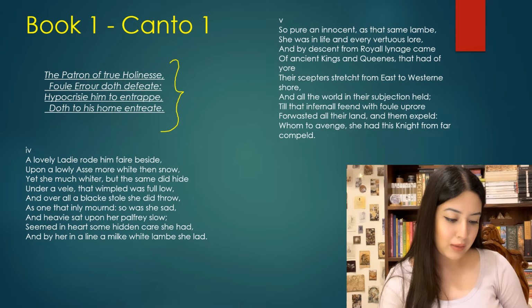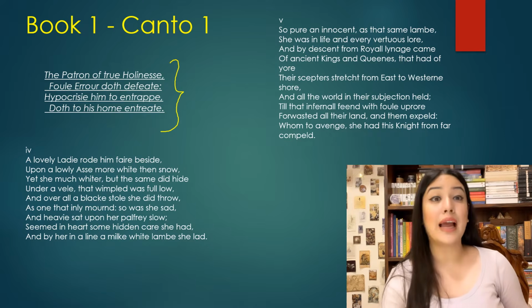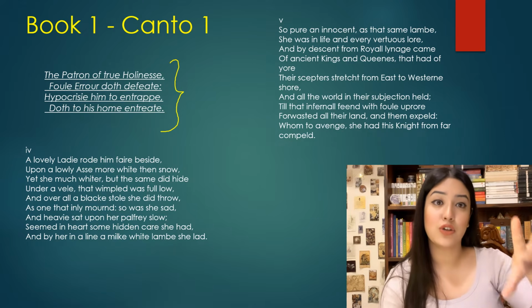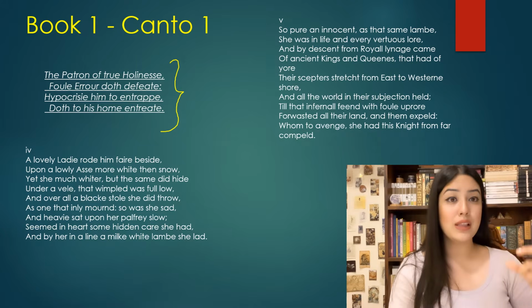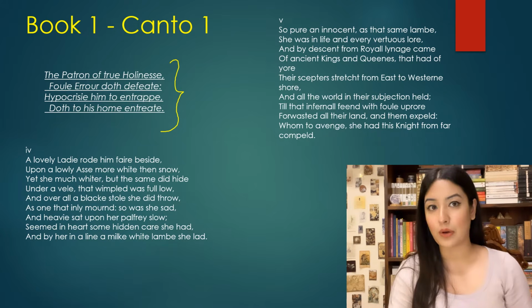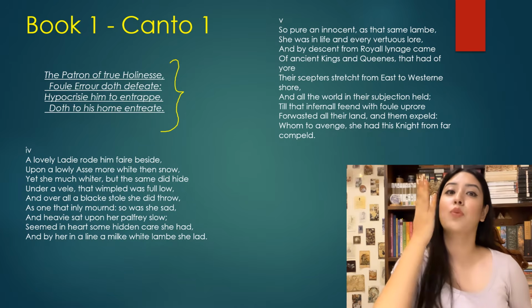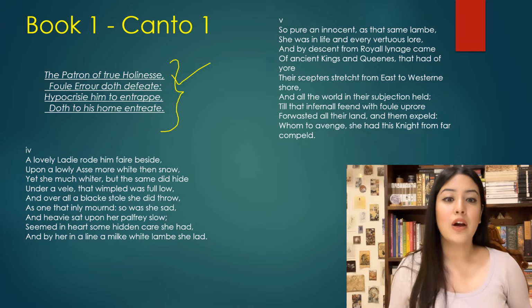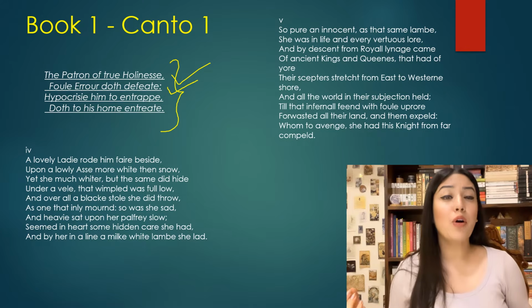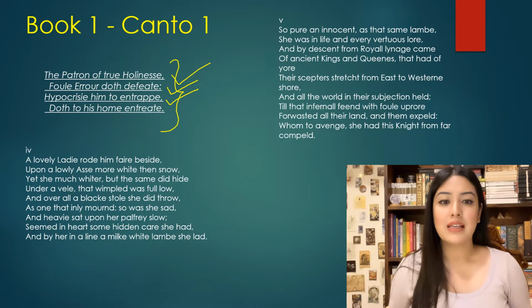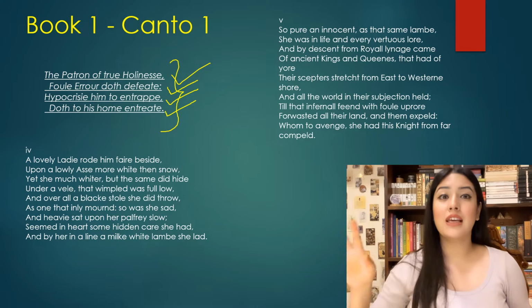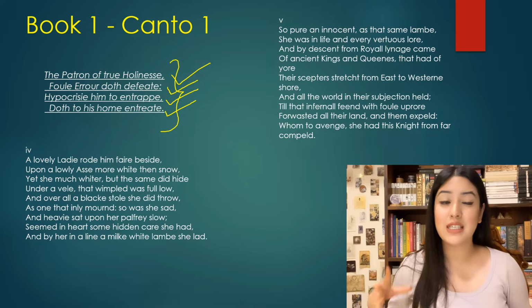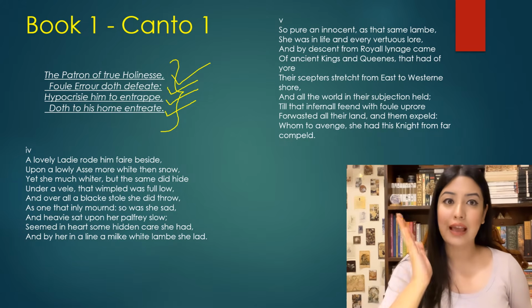For example, let me find that out, I'm referring to my notes, yes, Canto 2. Each canto also has these introductions. In Canto 2 there'll be 4 lines which tell you what the canto is about, and in Canto 1 we have 4 lines telling us what the canto is about. "The patron of true holiness" is the Red Cross Knight. "Foul error does defeat": he defeats Error. "Hypocrisy," that is Archimago, tries to entrap him, "does to his home entreat." So hypocrisy, deceit, calls him to his home. This is what Canto 1 is about.